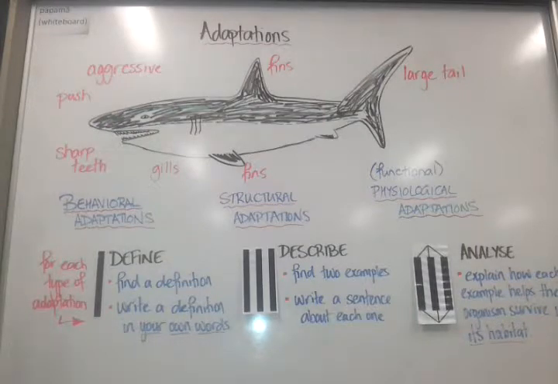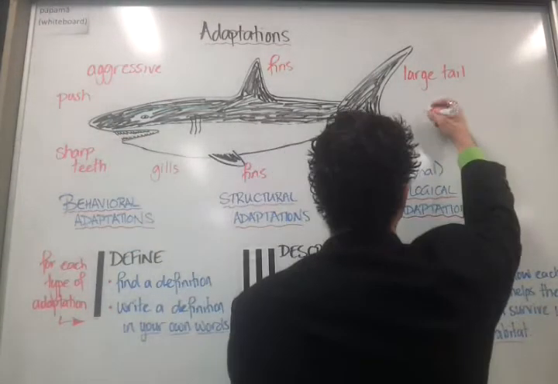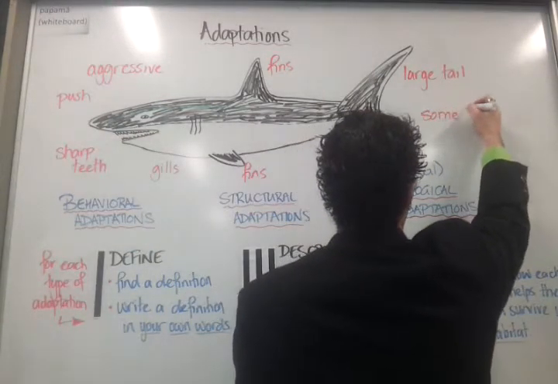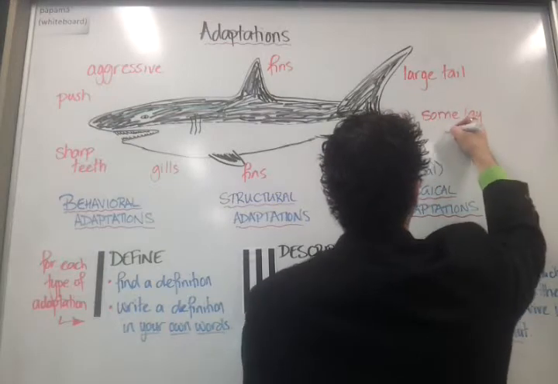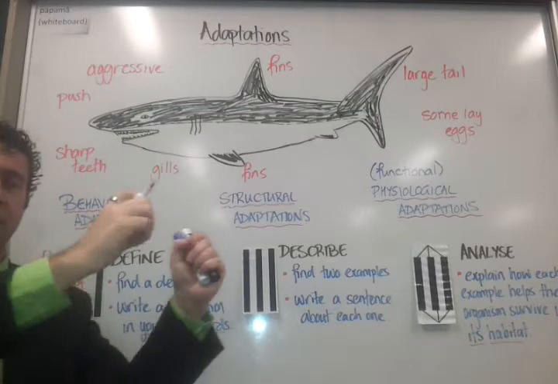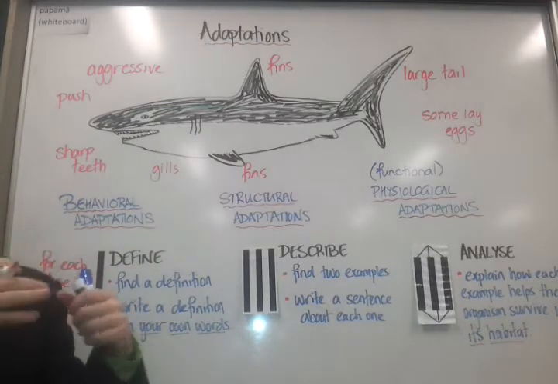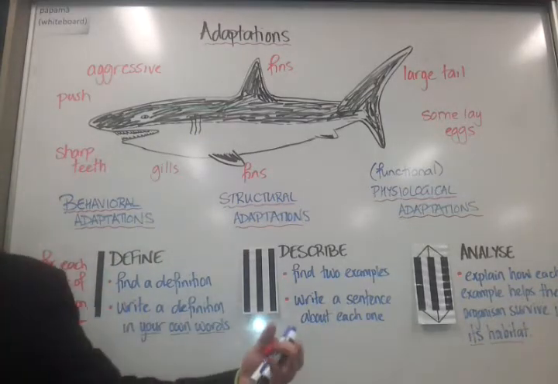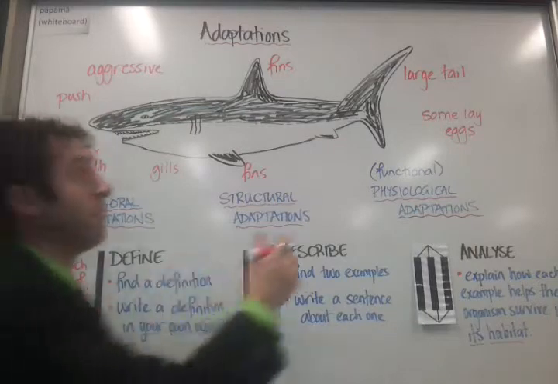What else? Does anyone know whether sharks give birth to live young or lay eggs? What do they do? What do you say? What do sharks do? Do they give birth to live young or do they lay eggs? Some lay eggs. It's actually a trick question. Some do one, some do the other. So some lay eggs. Where do they put the eggs though? They attach them to something. They actually sort of are stuck together, and they float around. It looks a bit like a really big lot of seaweed, but it's not. Okay, so some lay eggs.